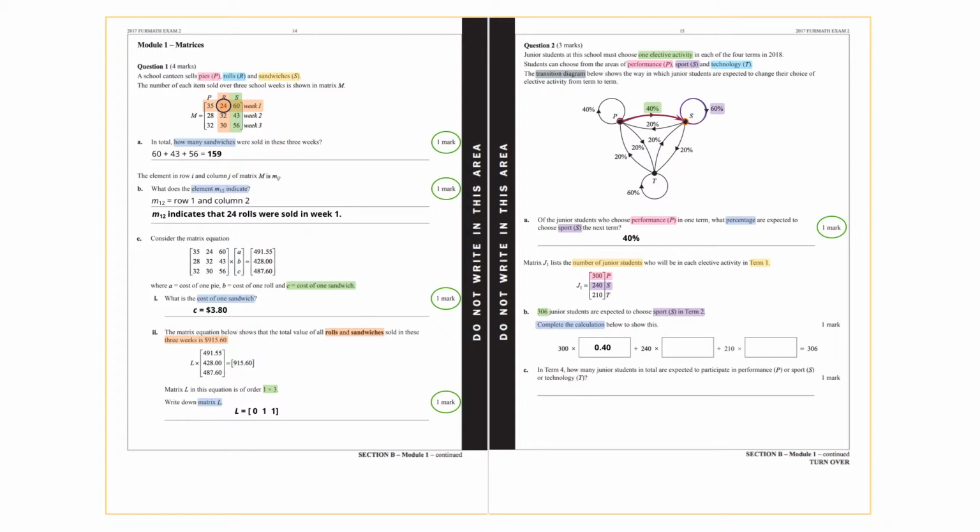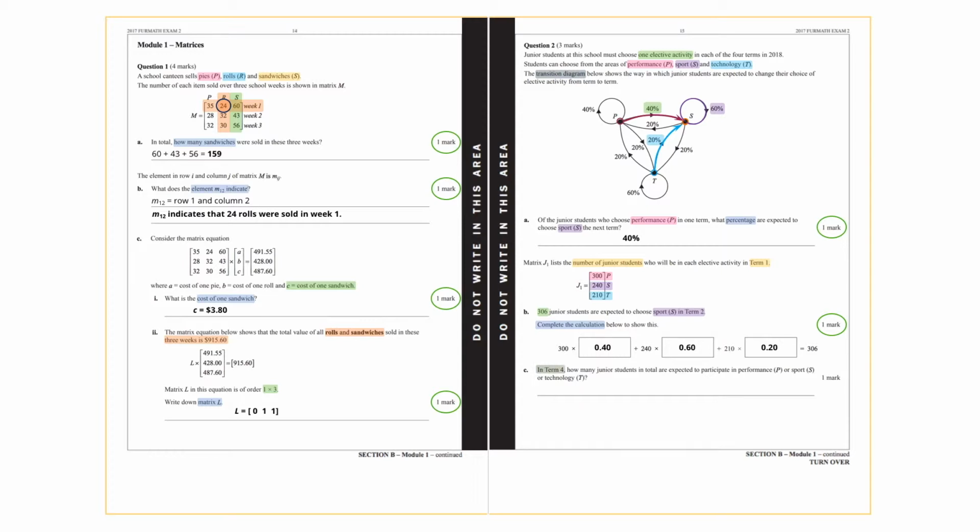From the transition diagram, we notice that 60% of these students are expected to choose sport in term 2. So we multiply this number by 0.60. 210 students choose technology in term 1. In the transition diagram, we follow the arrow from T to S, and we notice that this is 20%. So 20% of these students are expected to choose sport in term 2. So we multiply this number, 210, by 0.20. This question is worth 1 mark for the correct answer.